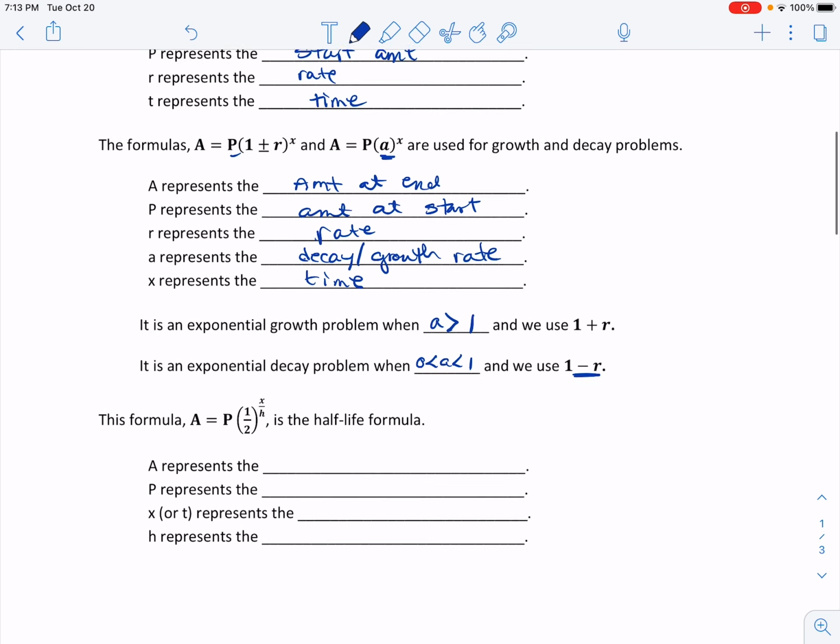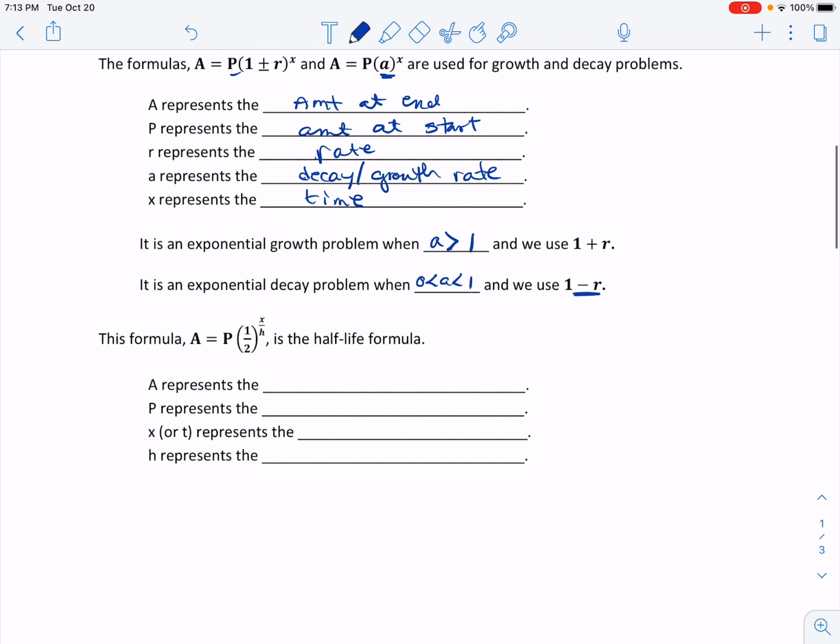All right. Last formula is half-life. A is amount at end. P is amount at beginning. X or T is time. H represents the half-life of the material. It will change. Okay? They usually tell it to you. Sometimes you have to find it.